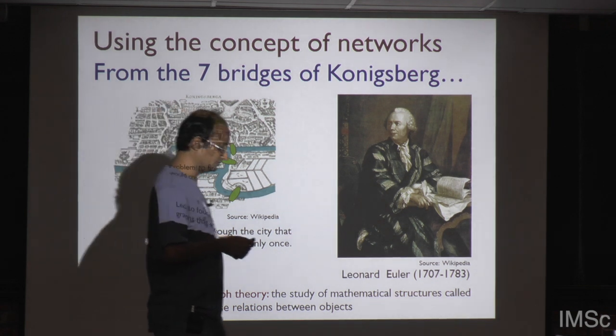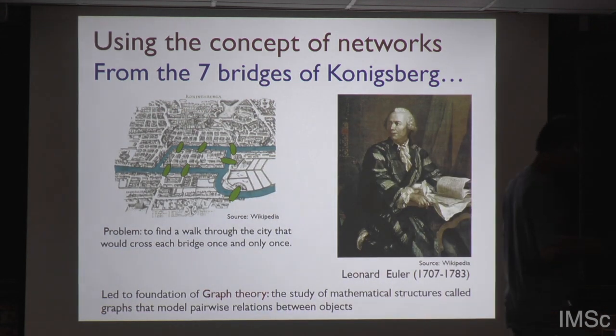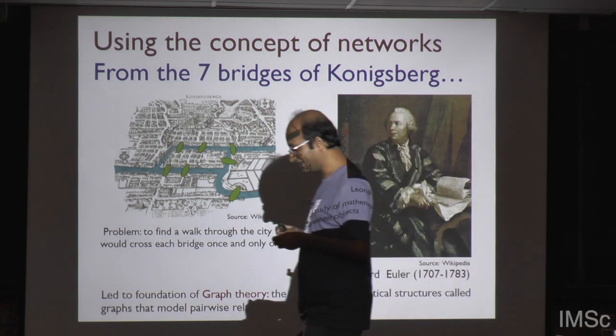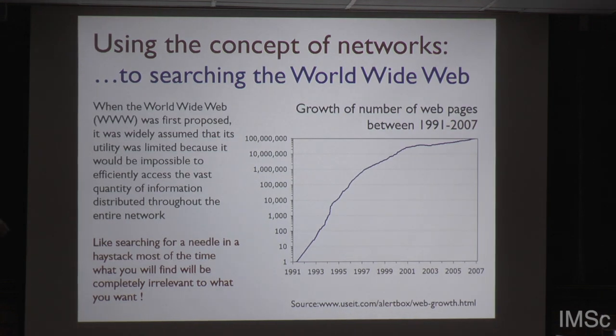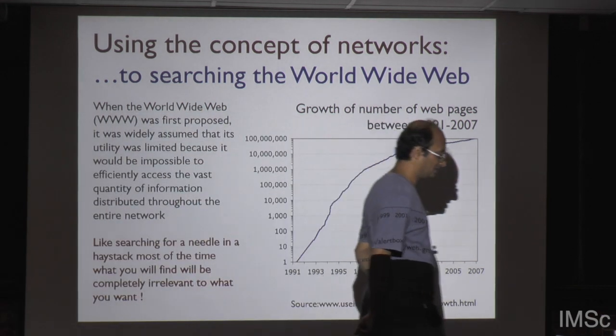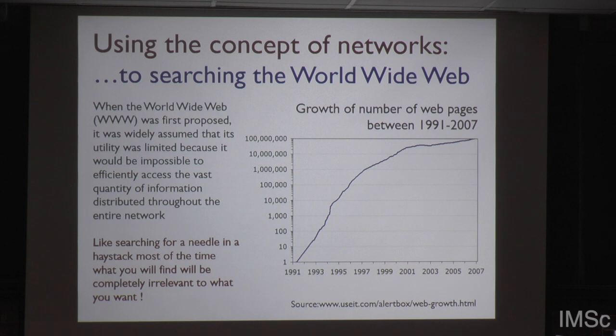or less confined to mathematics till about the late 1990s, when suddenly a lot of things happened which made networks a very popular topic, not just to mathematicians but also to physicists, computer scientists, social scientists and all. Okay? And one of the reasons why networks became so popular was that it became a way to solve the enormously practical problem of how to search the World Wide Web.